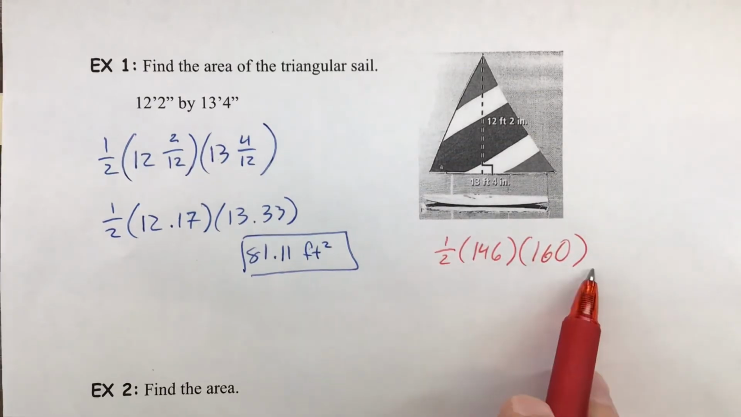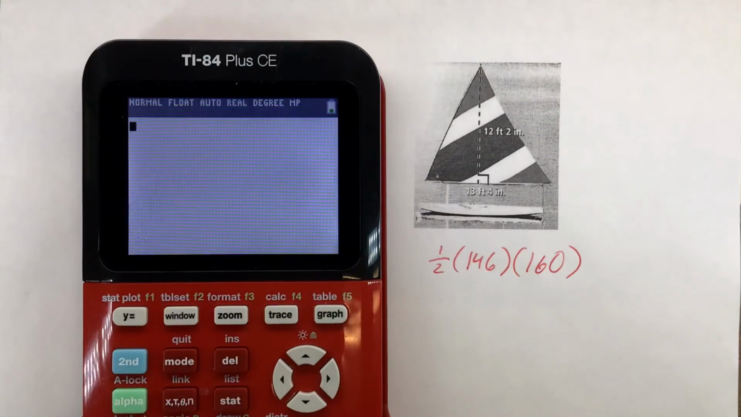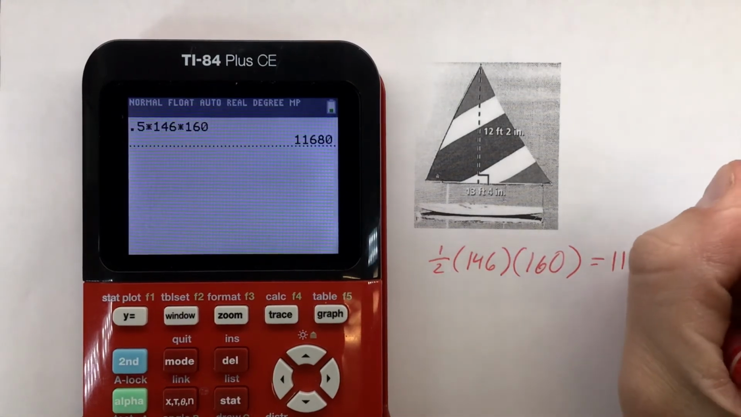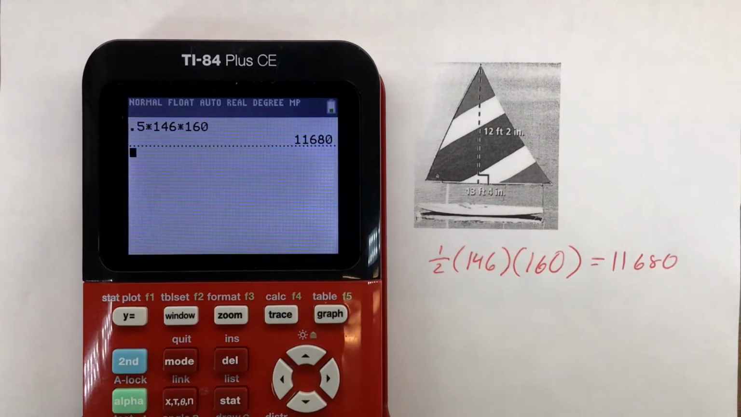So if I run this calculation, 0.5 times 146 times 160, I will get a large number because I'm going to be figuring out the number of square inches in the sail. Okay, so that turns out to be 11,680 square inches. Then the trick to converting it back into square feet is not to divide by 12, but to actually divide by 12 squared.